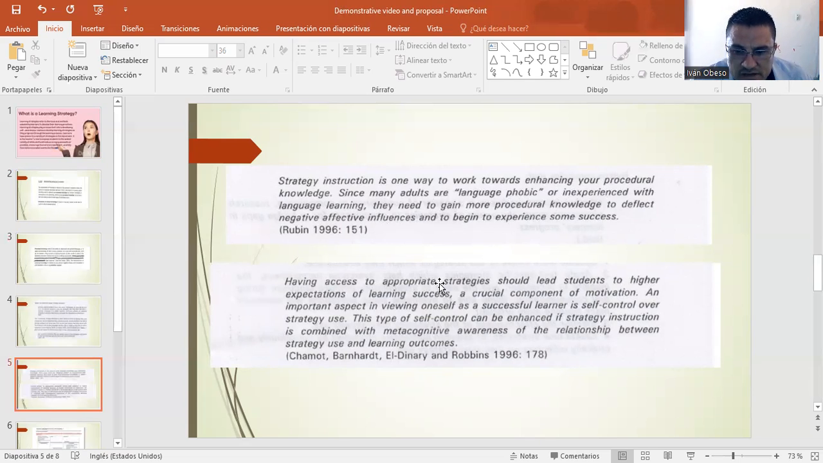Having access to appropriate strategies should lead students to higher expectations and learning success. A crucial component of motivation and an important aspect in viewing oneself as a successful learner is self-control over strategy use. This type of self-control can be enhanced if strategy instruction is combined with metacognitive awareness of the relationship between strategy use and learning outcome. Here we go. This one is what I said before.